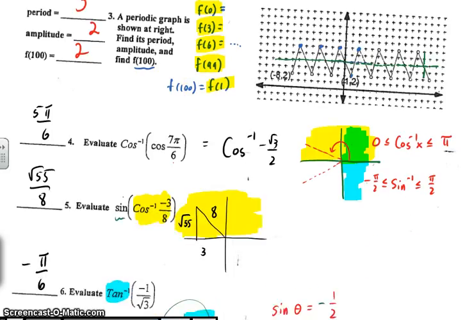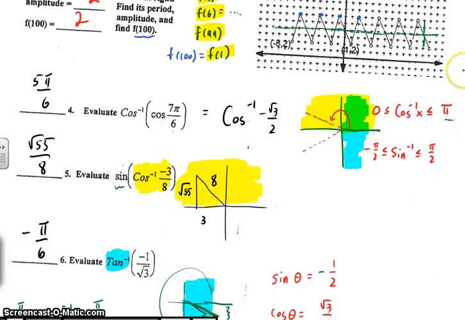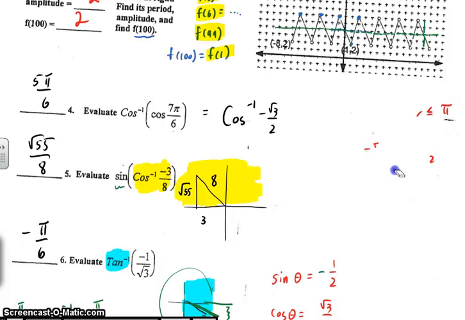All right, next problem. We're asked to find the angle whose cosine is the same as the cosine of 7 pi over 6. Now, a very common mistake that people make will be to say that the answer is 7 pi over 6, because it's like, well, this is the inverse cosine of the cosine of 7 pi over 6. The inverse undoes the function, thus the answer must be 7 pi over 6.